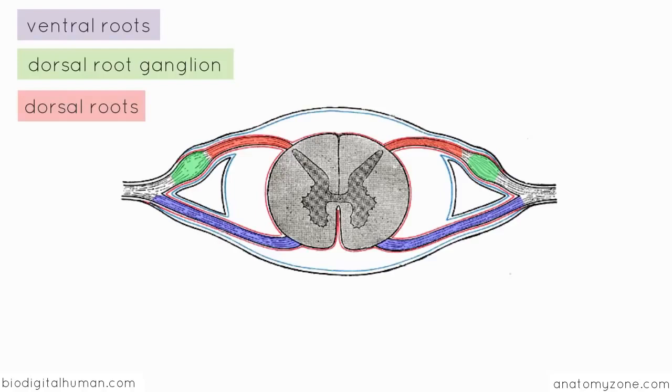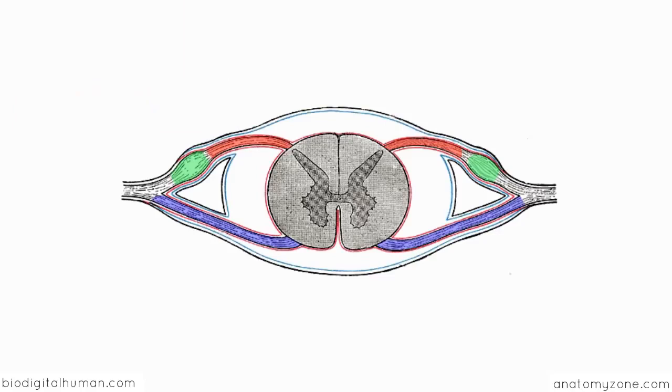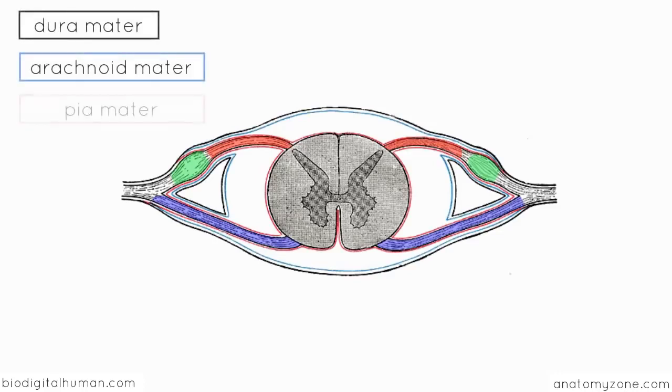So as I mentioned in the previous part, the ventral root carries efferent motor information and the dorsal root carries afferent sensory information. So afferent arrives, efferent exits. So if you're familiar with the coverings of the brain, the spinal meninges are exactly the same. So you've got three layers. You've got the dura mater, the arachnoid mater and the pia mater.